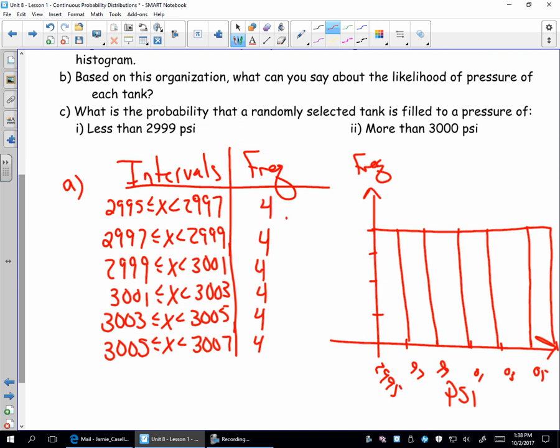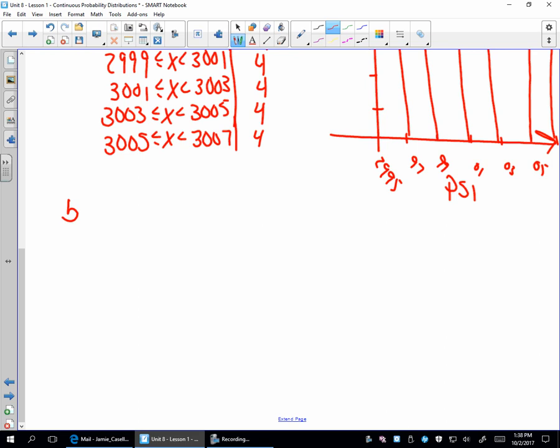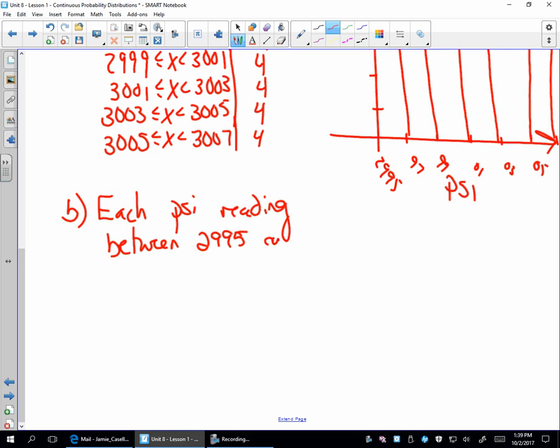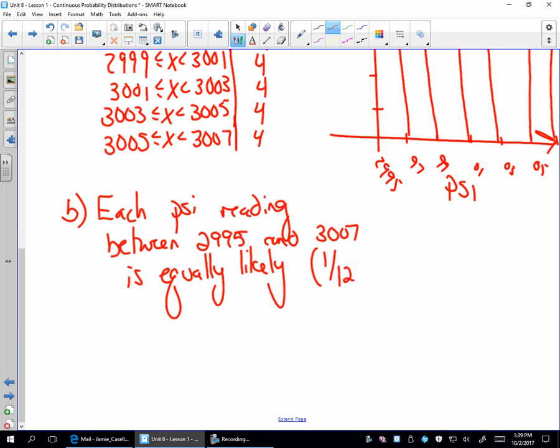Okay. So, based on this organization, what can you say about the likelihood of pressure of each tank? Each PSI reading, we start at a low of 2,995 and up to 3,007 is equally likely. And if you think about it, that's a difference of 12. So in other words, they each have a 1/12th chance of getting that specific number. 12 is the difference between 3,007 minus 2,995. That's where the 12 came from.